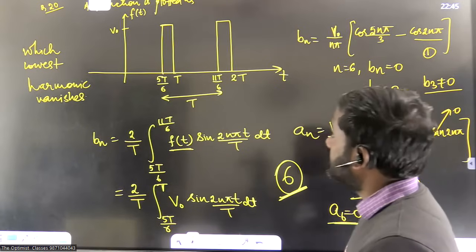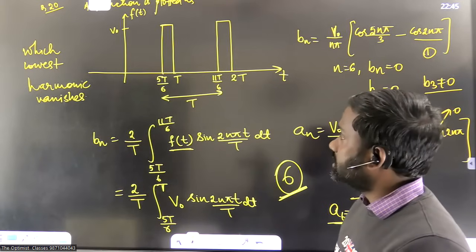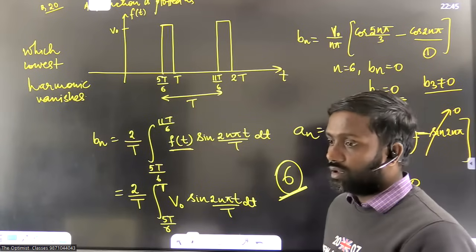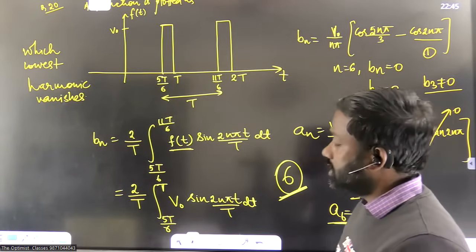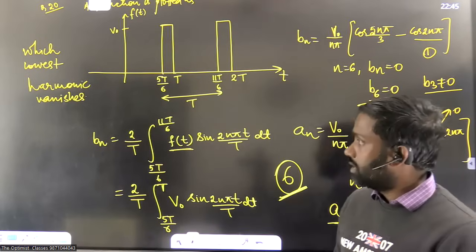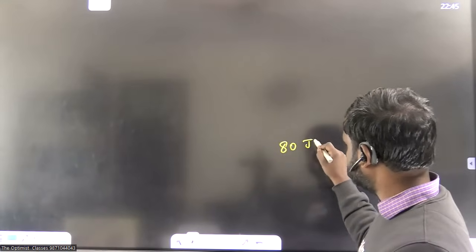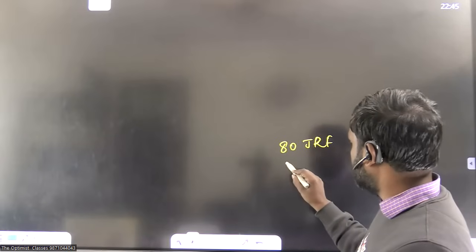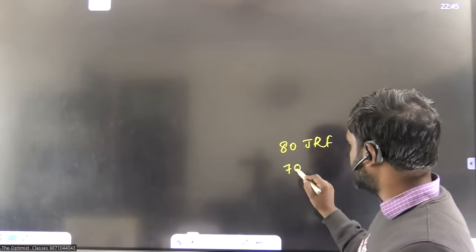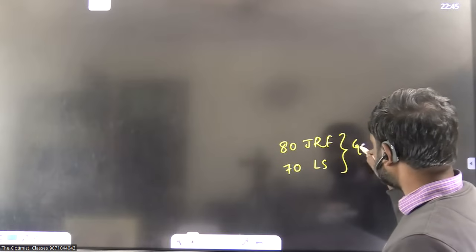There were some mistakes also in this paper. Some questions were wrong, so I'll discuss the wrong questions in the next video. And as I mentioned earlier, this paper was slightly on the tougher side, so the cutoff is not expected to be high. The cutoff will be, I think, around 80 for JRF, and for LS it should be somewhere around 70. This I'm talking about the general category.